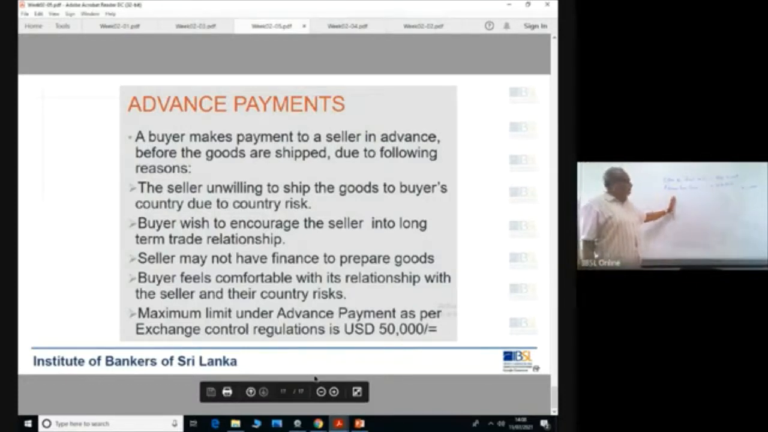You need to know this. Now we have restricted because there is a severe shortage of foreign currency for Sri Lanka. Because of that, now we have stopped the advance payments. But this has not been gazetted. No circulars, they have only informed the banks. The banks will not do it.